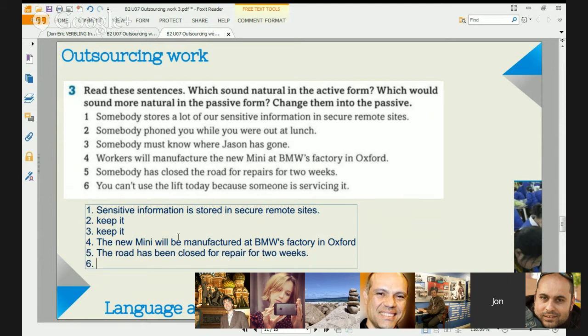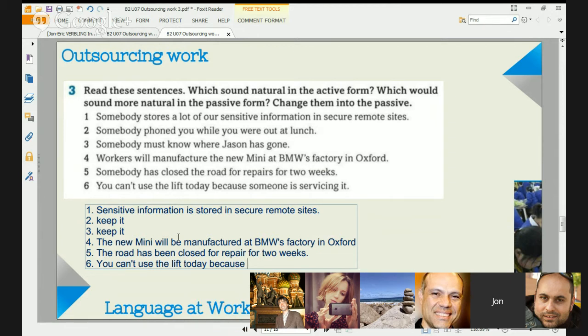Which part is active, 1 and 2? Or just 1 or just 2? You can't use the lift today. Okay, what do we do with because? Active or passive? Does it matter who is servicing the elevator? Does it matter? It doesn't matter. So if the somebody doesn't matter, then is it active or passive? It's passive, exactly. So say the rest as a passive.